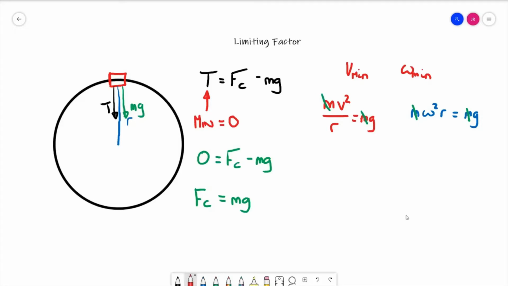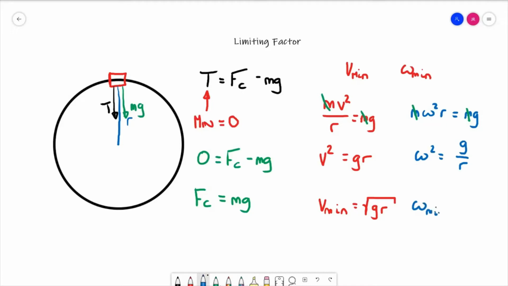What we can do now then is just rearrange our equations. v squared is equal to g times r. Square rooting through, we can see that our minimum velocity is equal to the square root of g times r. On the omega side, we're going to divide both sides by r, so omega squared is g over r. And square rooting, we get our minimum angular velocity as the square root of g over r.